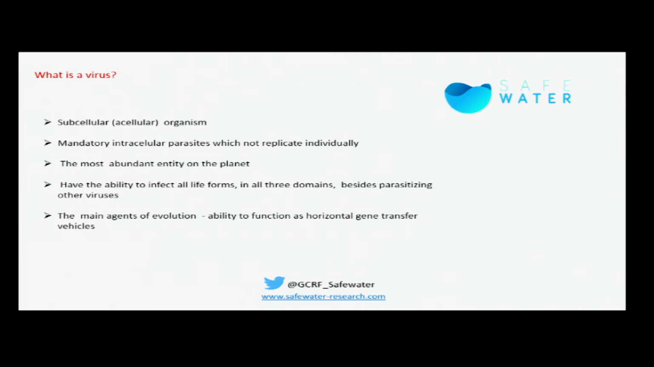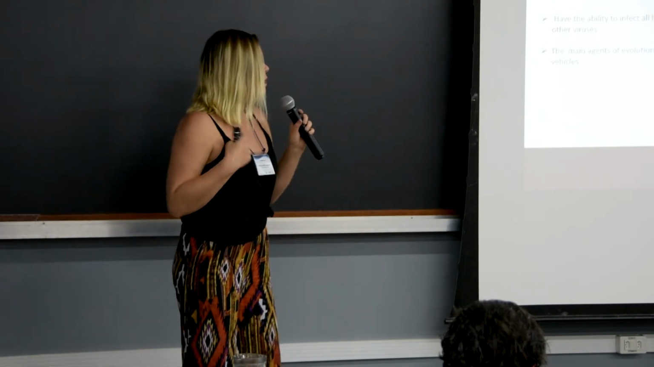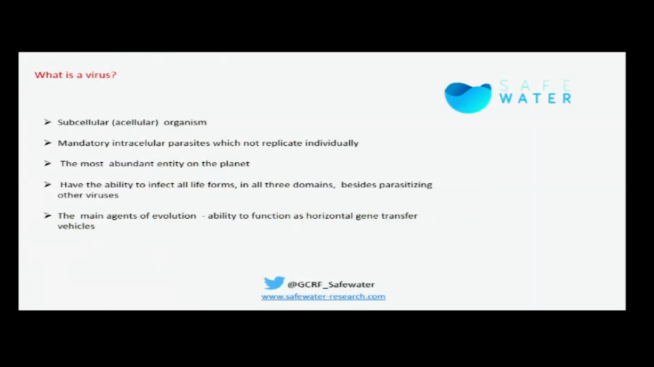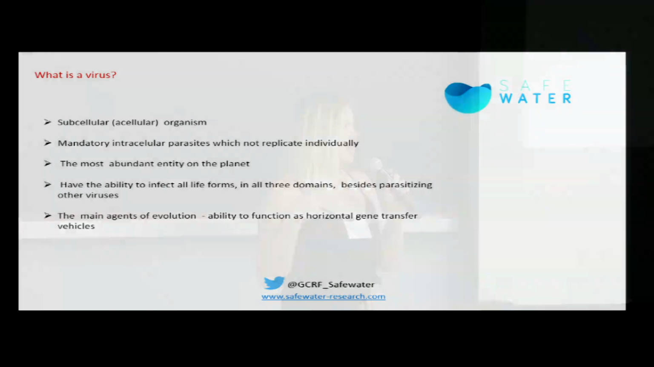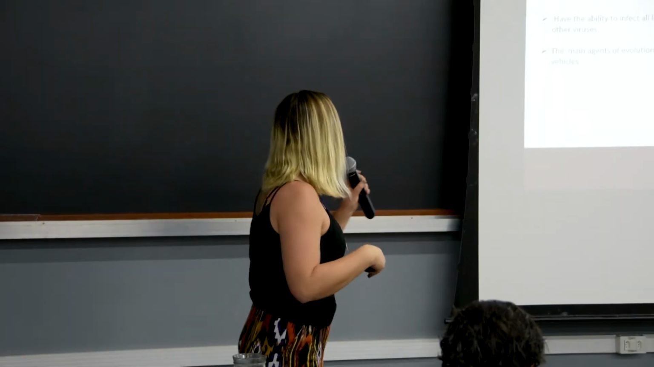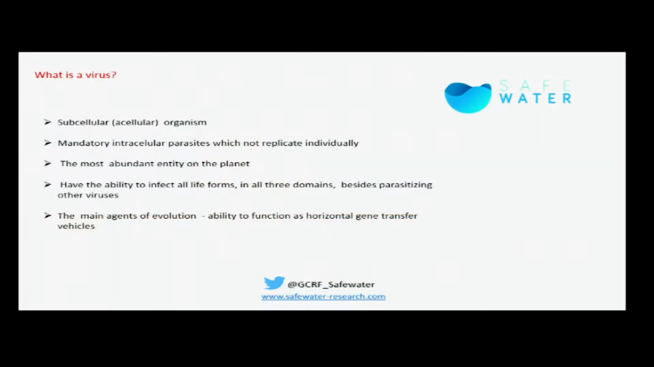Basically, it's an acellular organism, so a virus has no cells. It's a mandatory intracellular parasite which does not replicate individually, which means that a virus needs a cell, a host, to reproduce. It's the most abundant entity on the planet. We can find virus everywhere. Viruses have the ability to infect all life forms, including virus. So we have virus parasitizing animals, plants, bacteria, and virus also. It is considered the main agent of evolution because viruses have the ability to function as horizontal gene transfer vehicles.